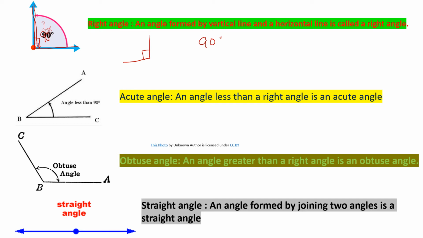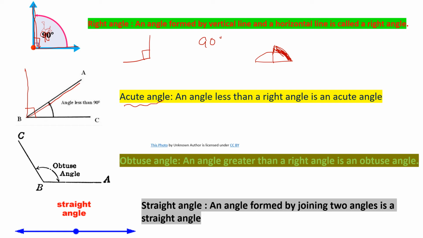Okay. Now, acute angle. An acute angle is an angle which measures less than 90 degrees. Suppose this is your protractor and this is your 90 degrees. So the angles between these two parts, between 0 and 90 degrees, are known as acute angles, meaning less than 90 degrees. Yes or no? Your 90 degrees is this one, but this is less than 90 degrees, so that is why this is known as an acute angle.